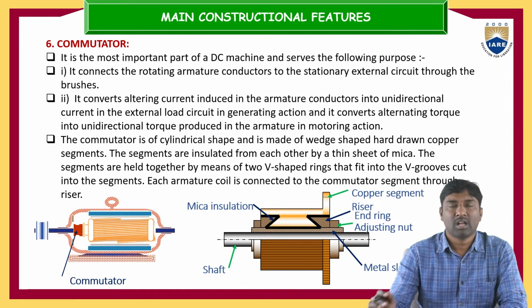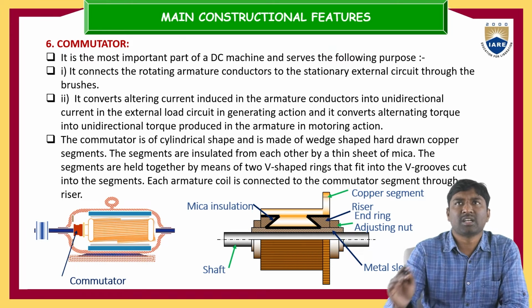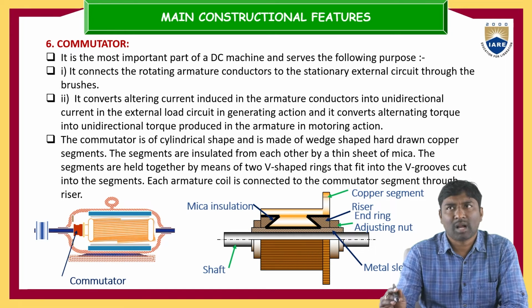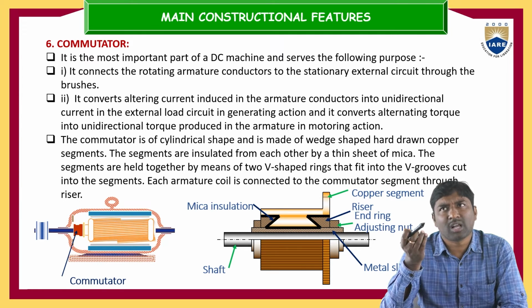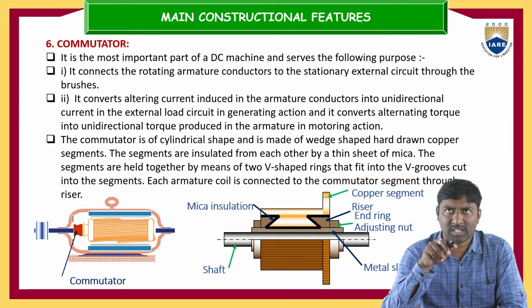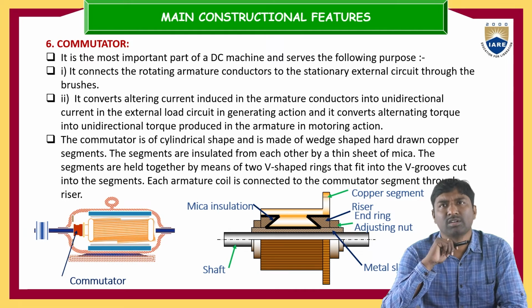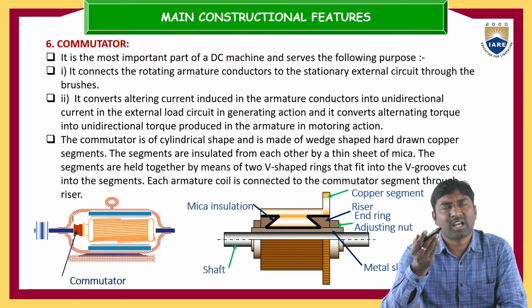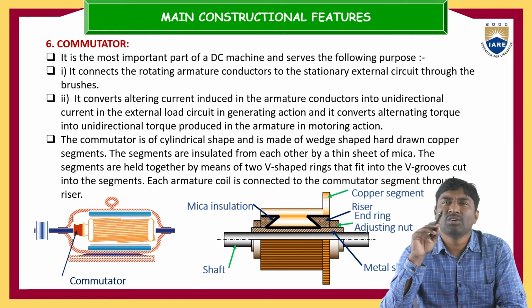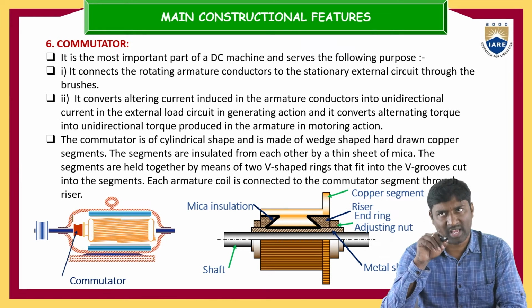Next, the commutator converts alternating current induced in the armature conductors into unidirectional current in the external load circuit in case of the generating action, and in case of the motoring action, it converts alternating torque into unidirectional torque produced in the armature.